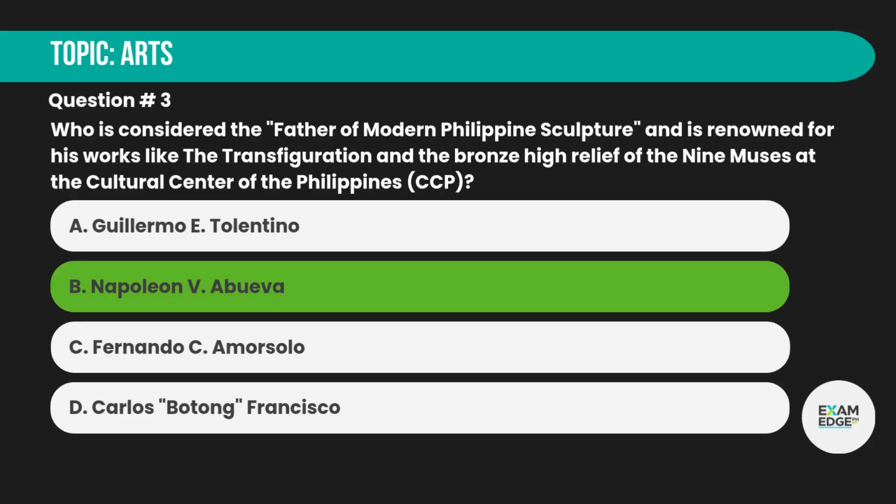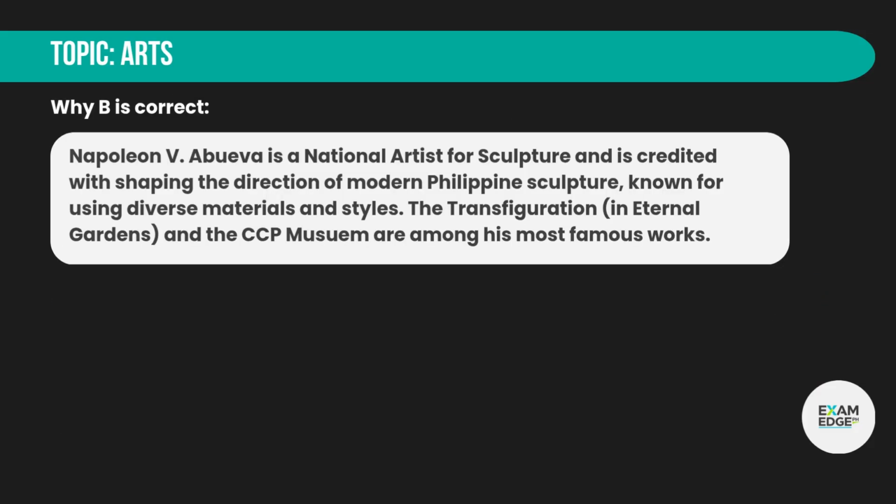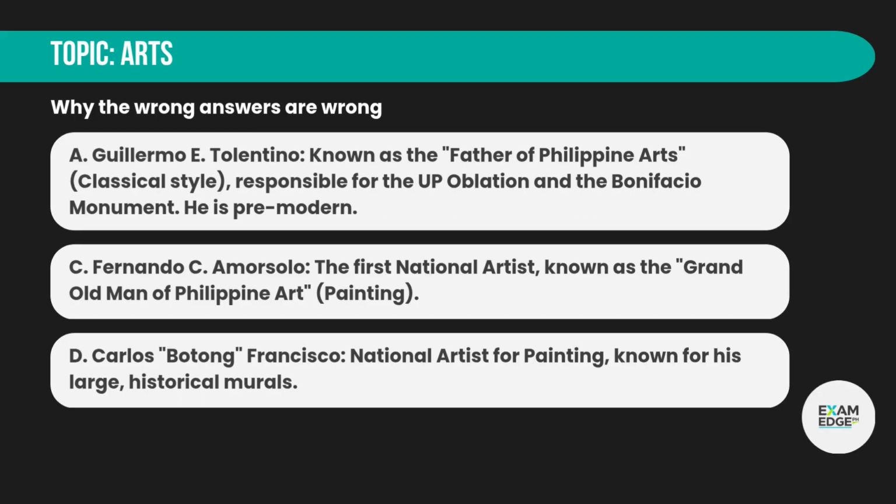Correct answer: B. Napoleon B. Abueva. Why B is correct? Napoleon B. Abueva is a national artist for sculpture and is credited with shaping the direction of modern Philippine sculpture, known for using diverse materials and styles. The Transfiguration, in Eternal Gardens, and the CCP Museum are among his most famous works. Why the wrong answers are wrong?